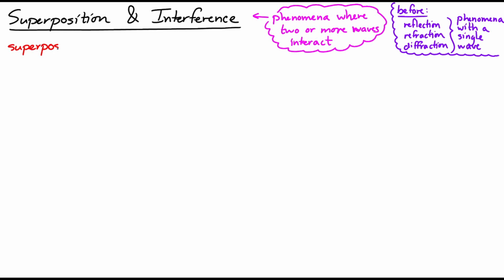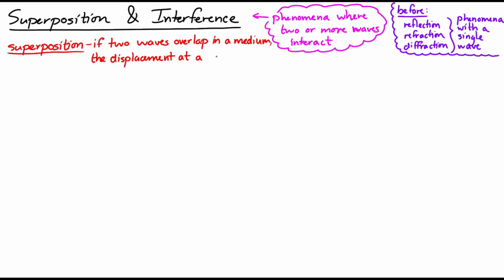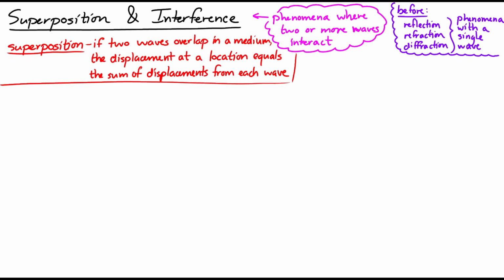Well, superposition is the idea that if two waves overlap in a medium, the displacement of the medium where they overlap is going to be the sum of the displacement of each of the waves. Okay, let's figure out what that means.